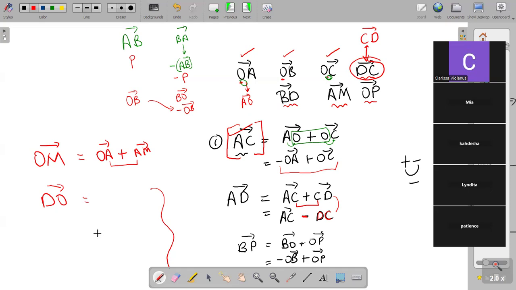Somebody said DC and CO. Is that true? Excellent. That's true. Everybody see it? And everybody realize why it turned into negative? So DC plus CO, but we have to remember, did I give you CO? I didn't give you CO. So it would have become DC minus OC.